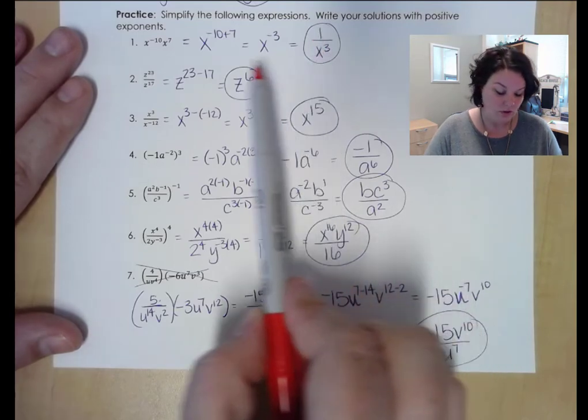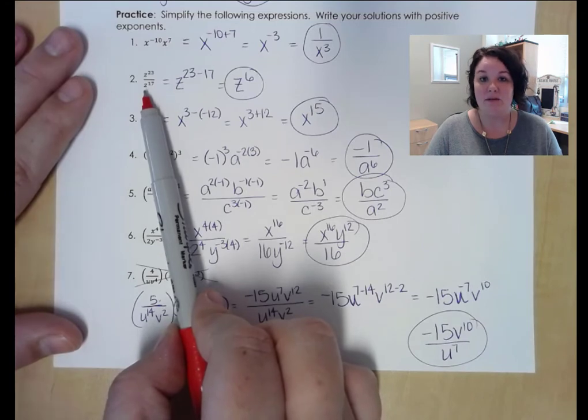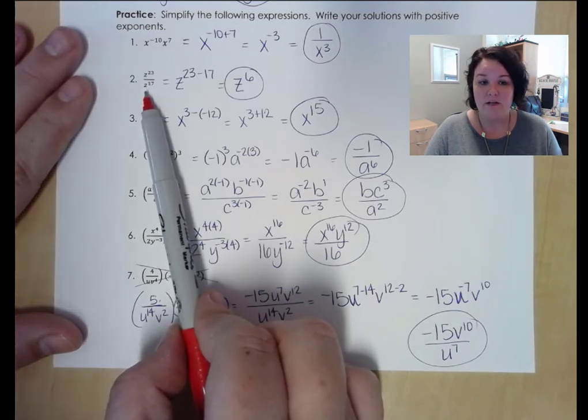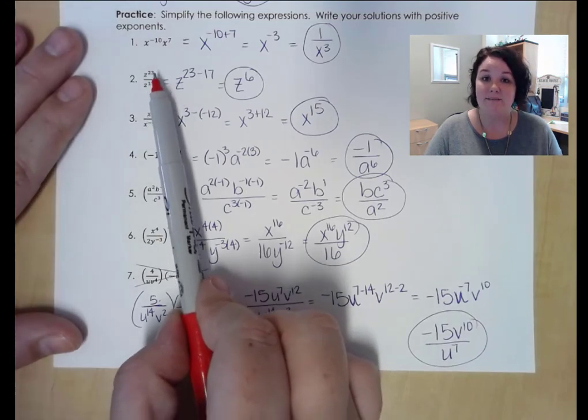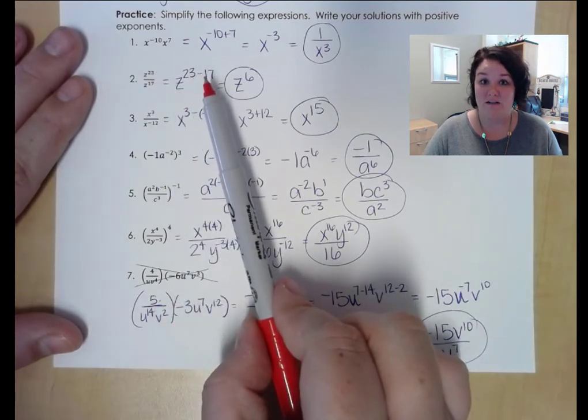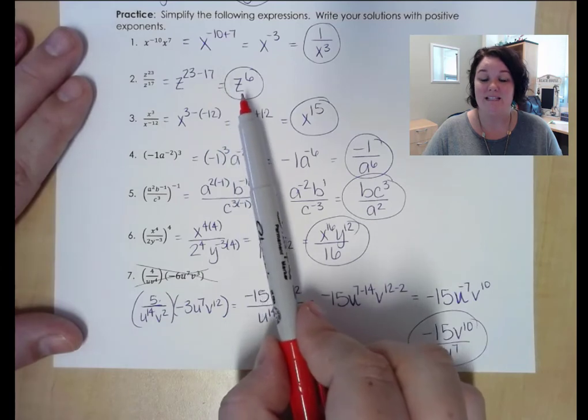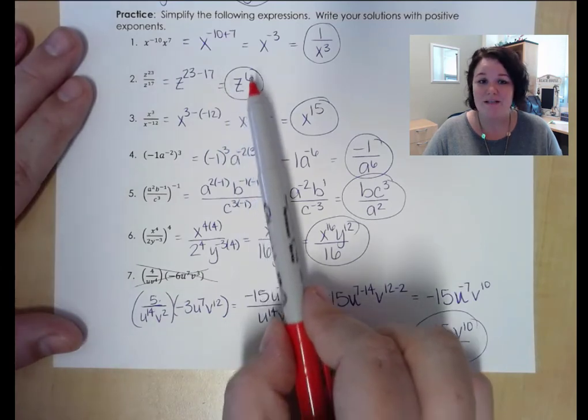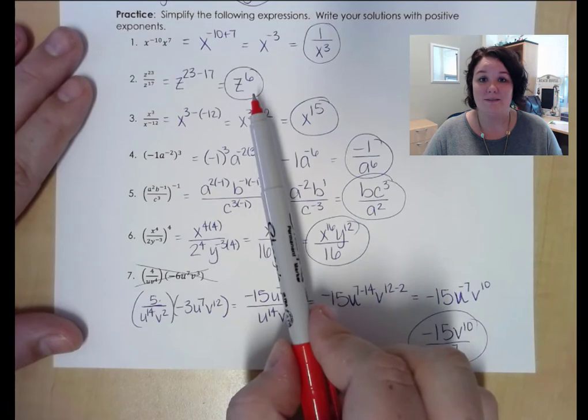On number 2, we have the same exponential base on top and bottom, so we can go ahead and subtract the exponents. So z to the 23 from the top minus 17 from the bottom leaves me with z to the 6th. I have positive exponents, so I just stop right there, and that's my answer.